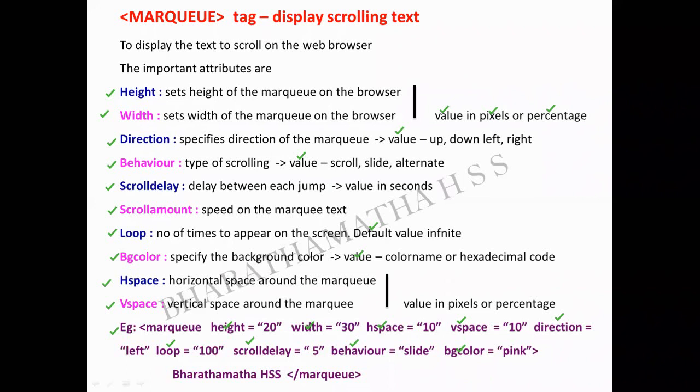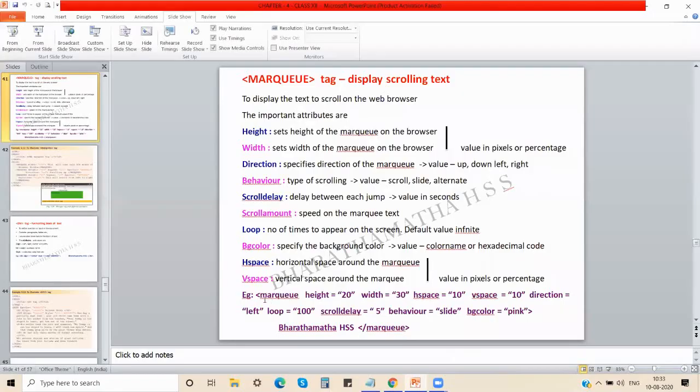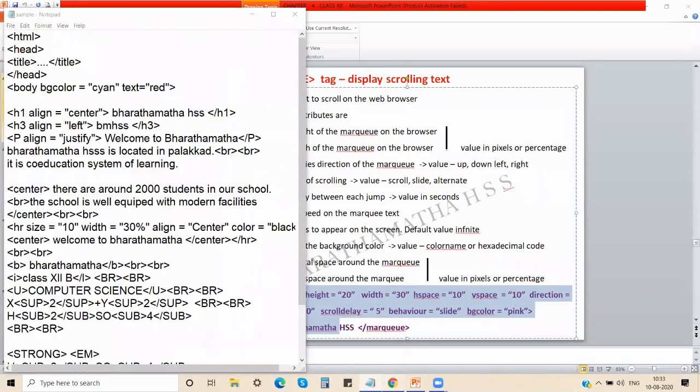And then after this, I'll close my angular bracket here, put whatever content has to be scrolled over the screen, and then close the marquee tag. Is this part clear for you? So what I'll do is I'll copy this and come to this program. I'll explain the marquee tag and then I'll show you also.